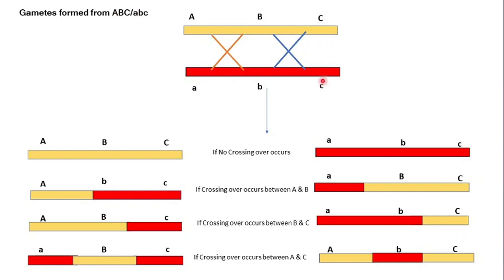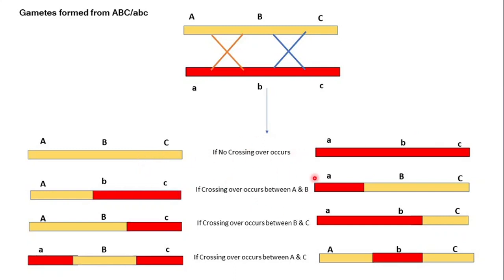As we are considering 3 genes, there is a possibility of crossing over between A and B, B and C, and both A and B and B and C. That is nothing but double crossing over. So if no crossing over is taking place, then automatically we can expect the formation of parental combinations.